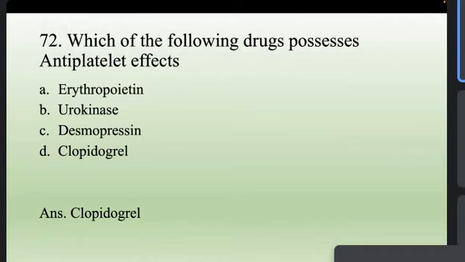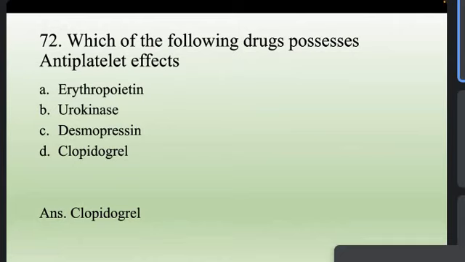Who gives urokinase? Which organ gives urokinase? Okay, urokinase is actually an enzyme which is made in the kidney. In cases where there are clots in the lungs, where there is pulmonary embolism, urokinase is used as an injection. Okay, so erythropoietin.